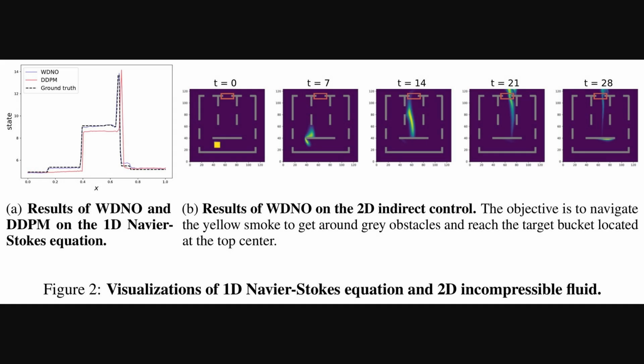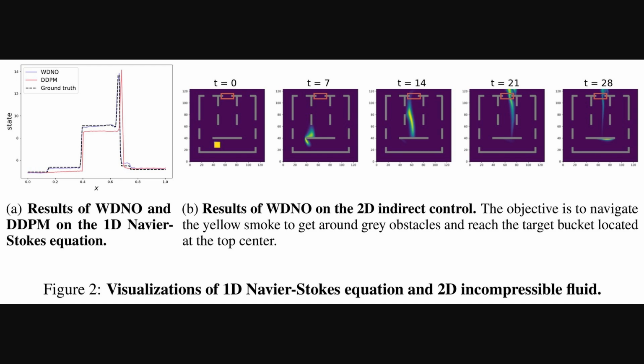Alright, so moving from the quantitative results in the table, Figure 2 gives us some qualitative visualizations. On the left, we see the 1D Navier-Stokes results again. The dashed black line is the true state. The purple line is WDNO, and the pink line is the standard diffusion model DDPM. You can really see how WDNO captures those sharp jumps, the shock waves, much better than DDPM does, which aligns with the lower error we saw in the table.